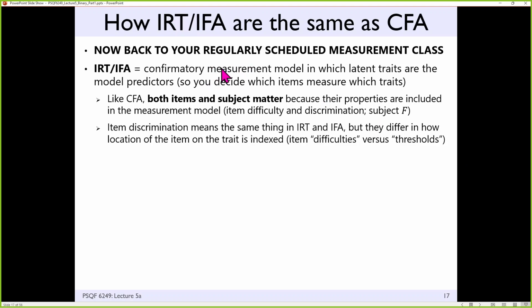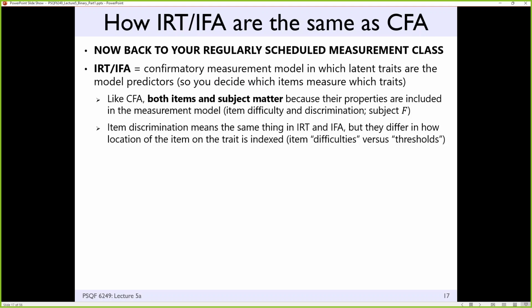So how these things are the same. We are going to be transitioning into item response theory / IFA because these are equivalent. They are different ways of expressing the same idea. How they are the same as CFA is that they are all confirmatory measurement models.